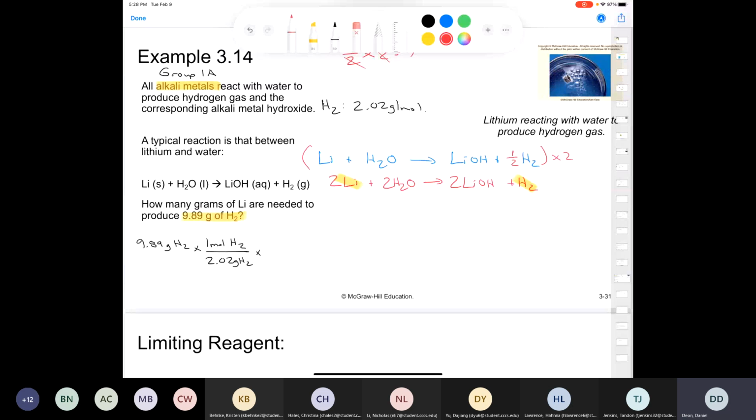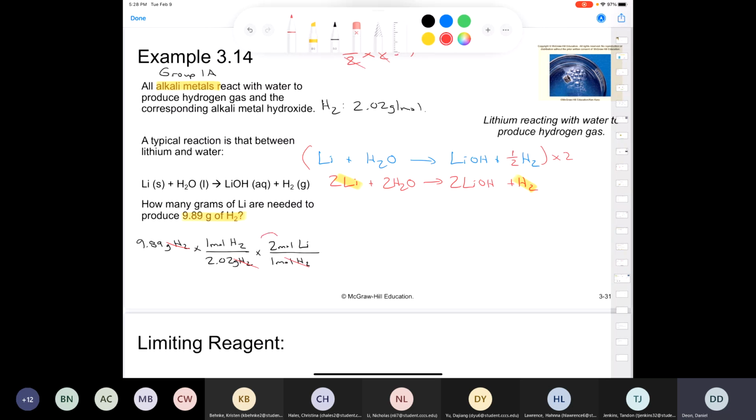Look, if we were to stop right there, we would just have the moles of hydrogen. But again, I need to convert that to moles of lithium because I'm looking for the mass of lithium. Where would I get a conversion factor to do that? From my balanced equation. Let me show you. I know that for every 1 mole of hydrogen, I consume 2 moles of lithium. Look at that beautiful thing.